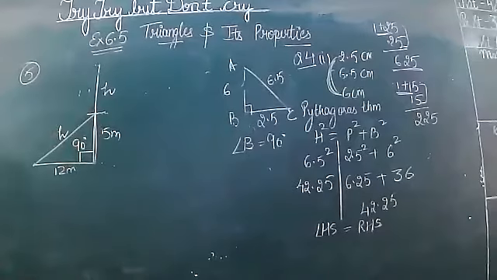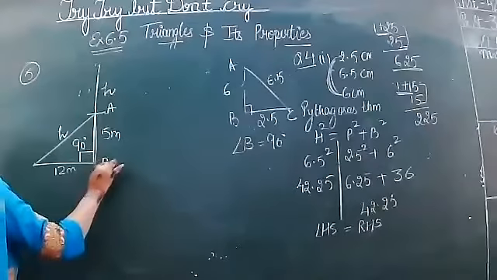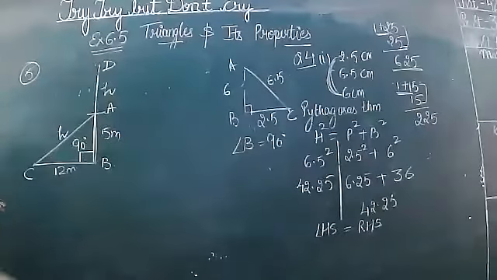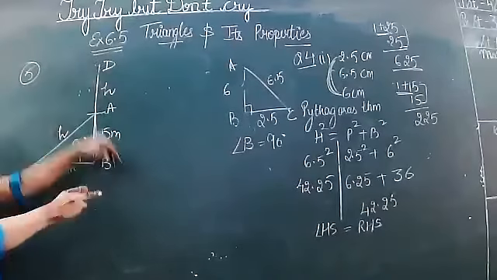By which method will you find that? Before that, some description needs to be written here before starting. So let's draw the figure and name it first. A, B, C, D. What is the name of the triangle? ABC. And what is the name of the tree? BD.